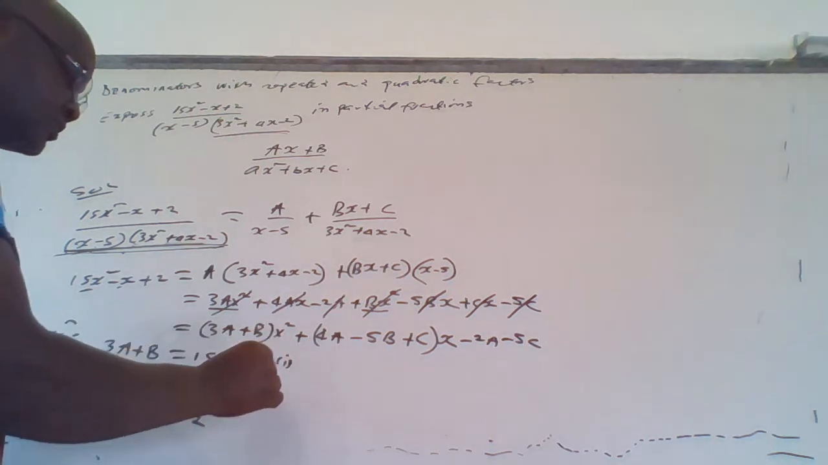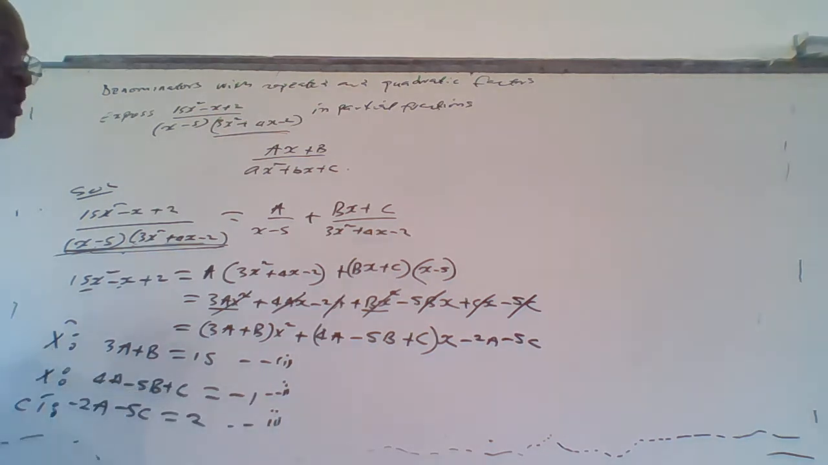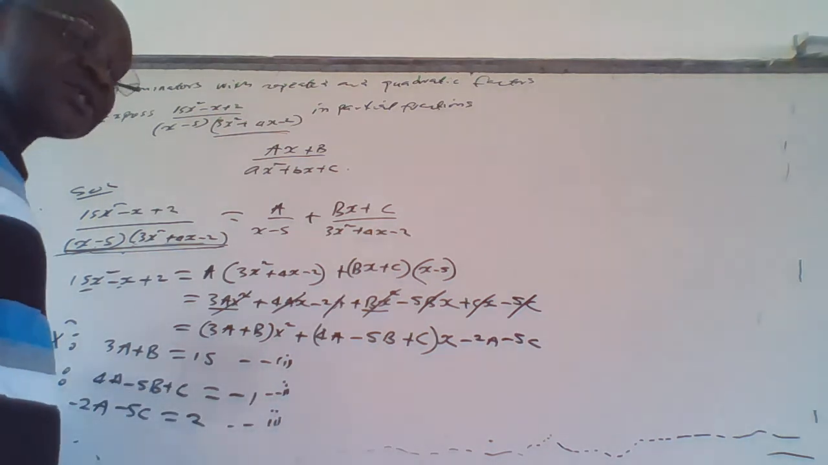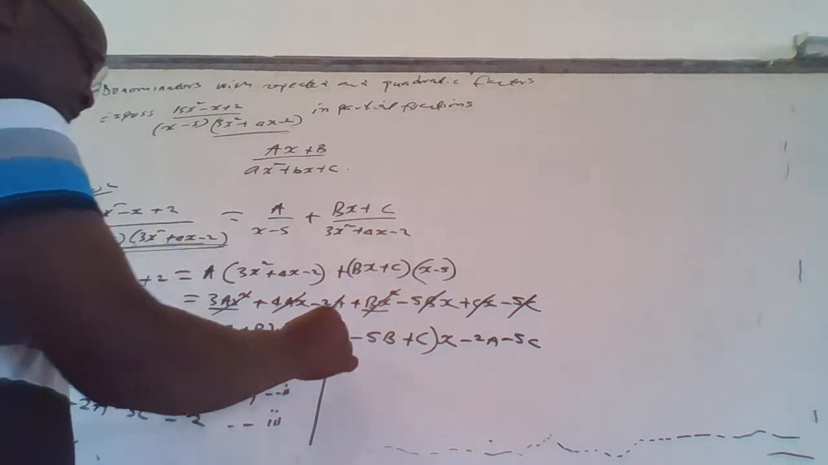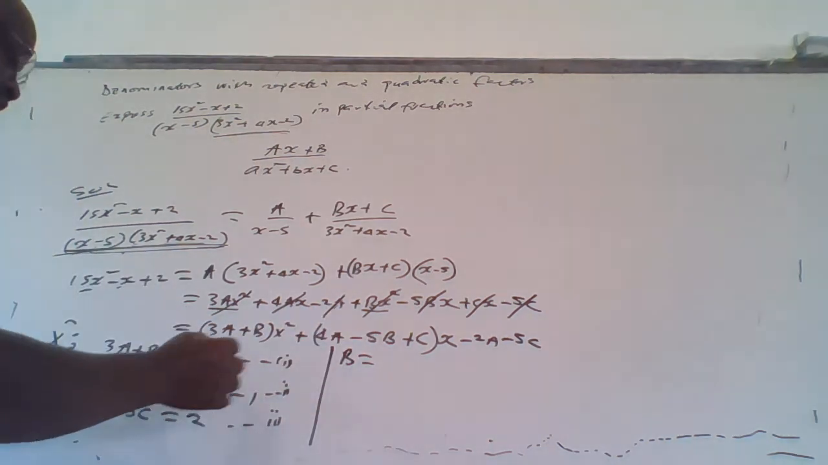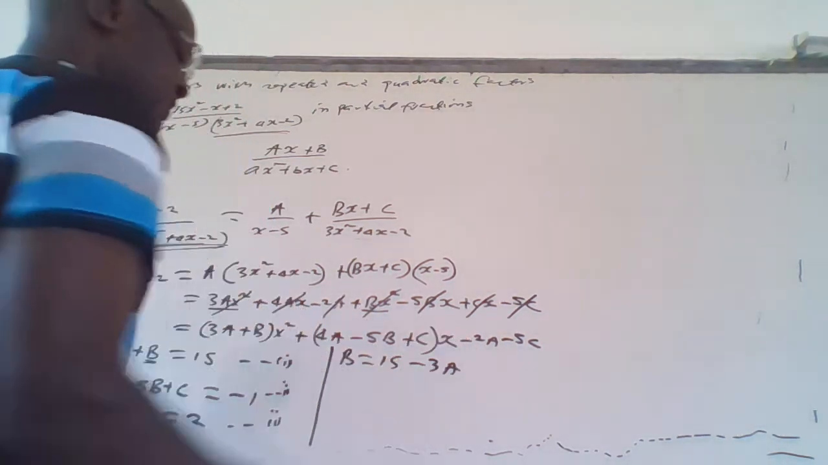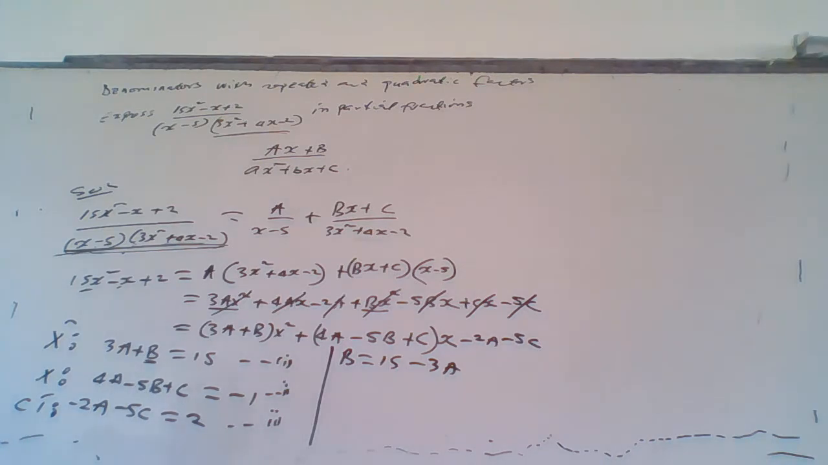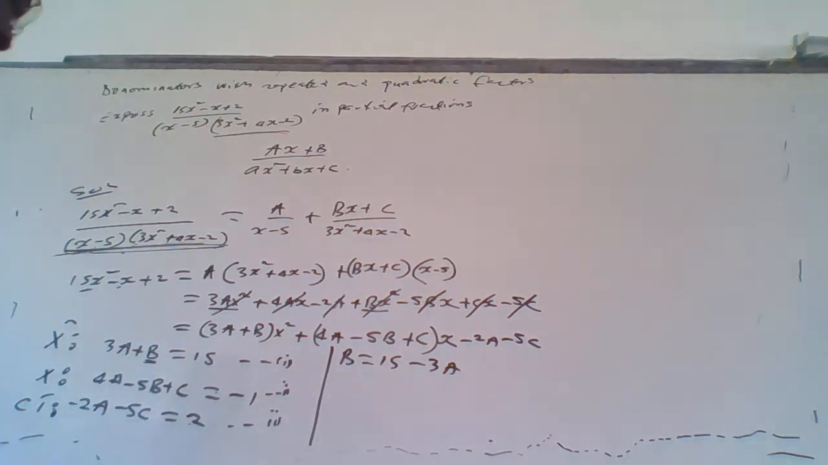This is equation 1, equation 2, equation 3. So every time we have 3 unknowns, then we need to have 3 equations to enable us to get the values of the unknowns. So from here we can make b the subject in the first equation. Therefore b will be equal to 15 minus 3a. So when there is b in the second and third equation, we replace it by 15 minus 3a.